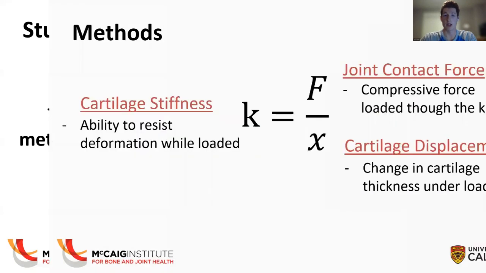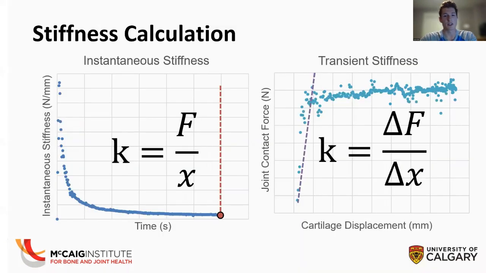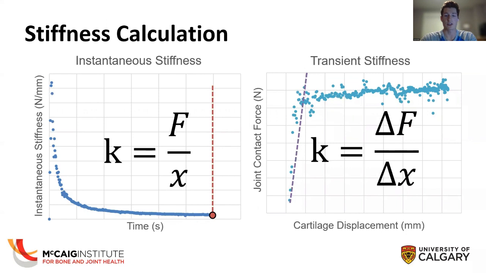Stiffness is governed by a relatively simple equation, force over displacement. In this case, our force is joint contact forces in the knee, and displacement is cartilage deformation as a result of those forces. We can calculate two values of stiffness: instantaneous, which is a single point value of stiffness in time, and transient, which is the slope of the linear region of the force displacement graph.